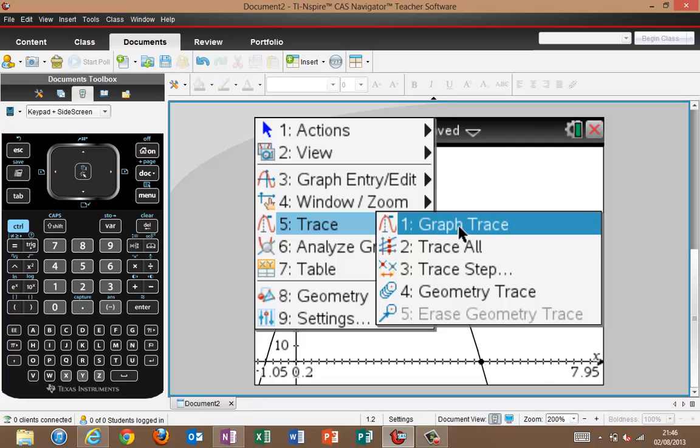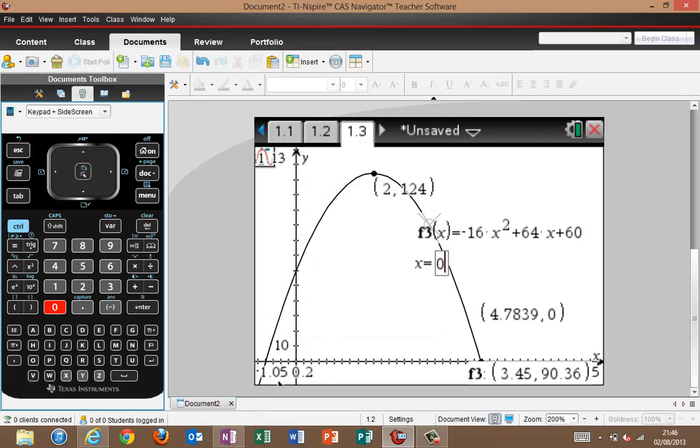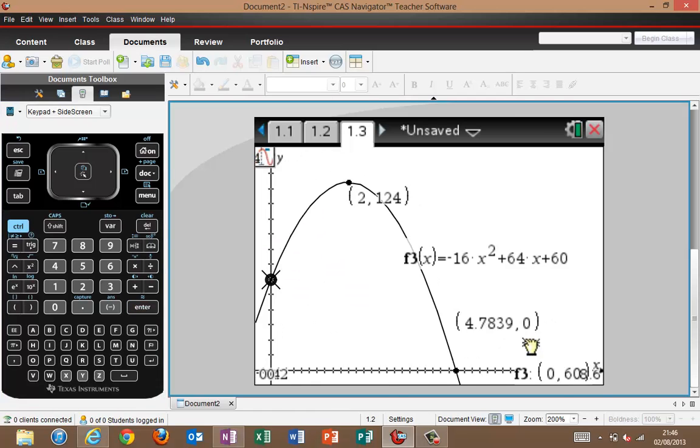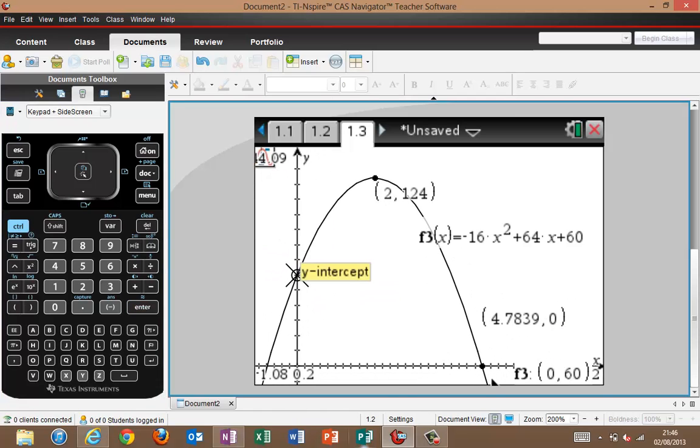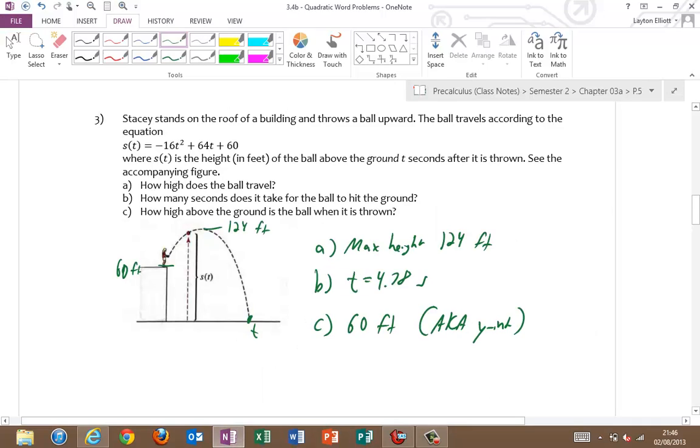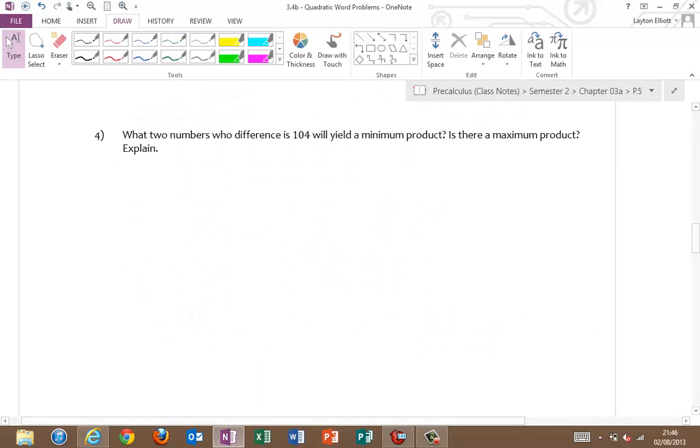You guys would do second calc value. I would do when x equals 0, y is 60. You can look at the bottom right and see that right here: 0, 60. Okay, anyway, that's that one. Let's move on. Number 4.